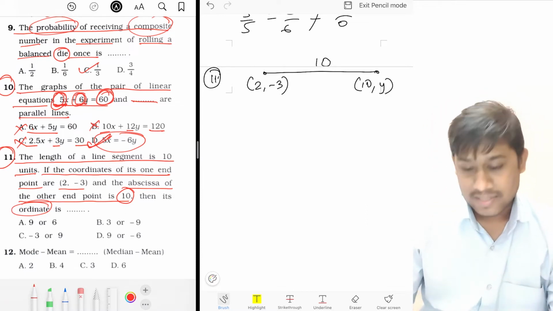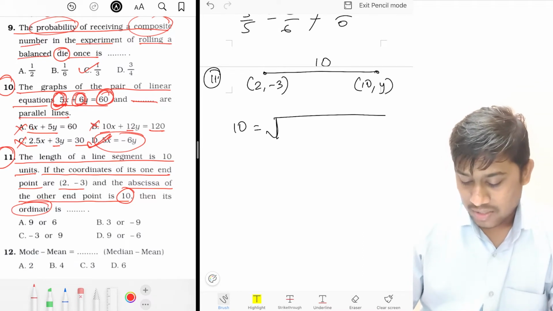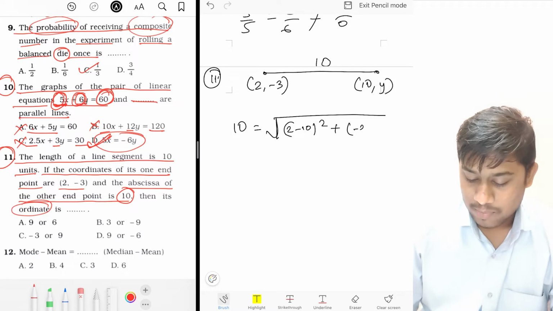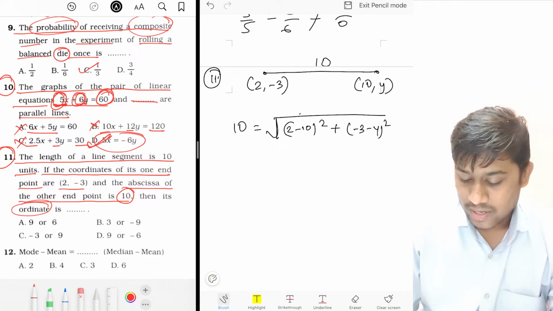So do you remember the formula, the standard formula? So what we have, 10 is equal to square root of 2 minus 10 whole square plus minus 3 minus y whole square.